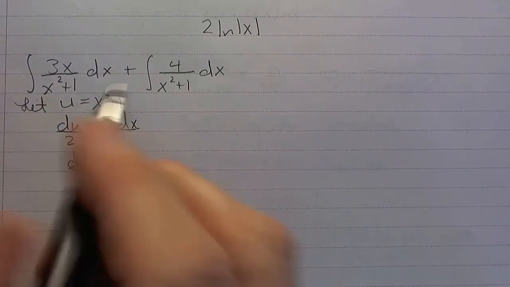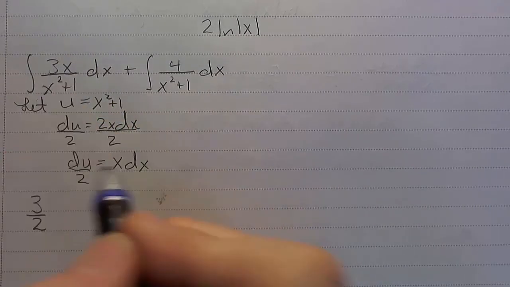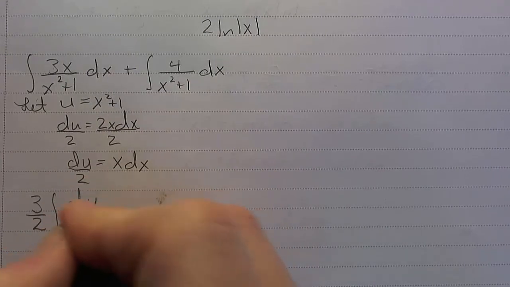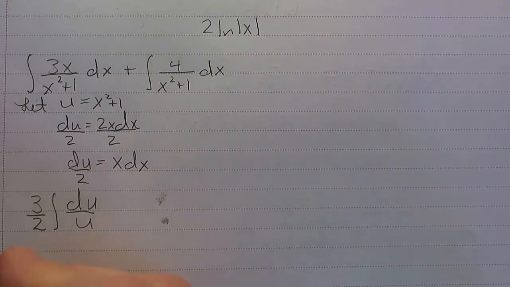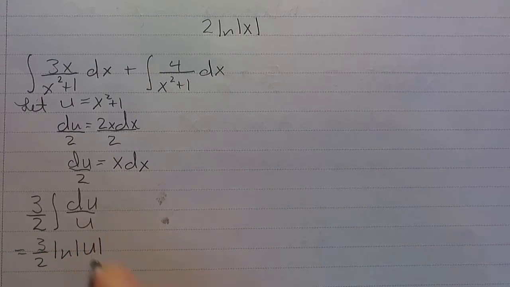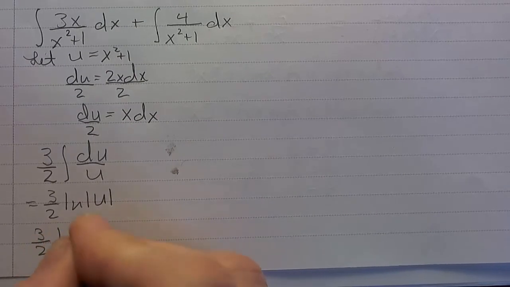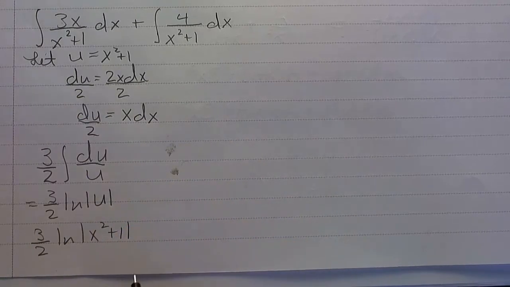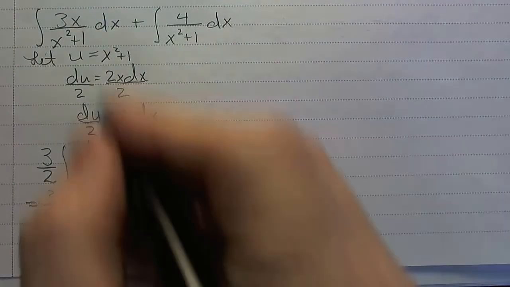Let me factor out the 3 halves. See, there was the 3 there already, and then I put the 1/2 du, and now I've got du over u. And that's going to be 3 halves natural log absolute value of u, which is going to be 3 halves natural log absolute value of x squared plus 1. We don't really need the absolute value in there for this one, because x squared plus 1 is always positive.